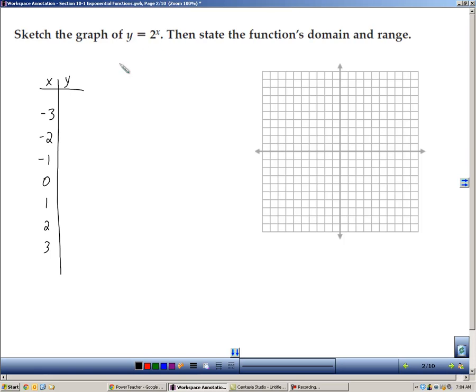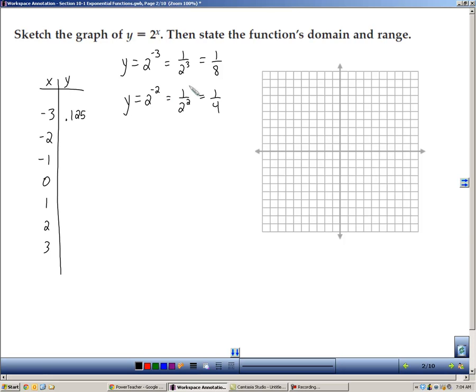So if I plug a -3 in for x, I'm going to get y equals 2 to the -3rd. Remember, negative exponents can be turned positive by moving them to the bottom of the fraction. So that becomes 1 over 2 to the 3rd, which is 1 over 8. Plug that into a calculator and you get 0.125, which is a very small decimal number. And we're going to keep going with that.